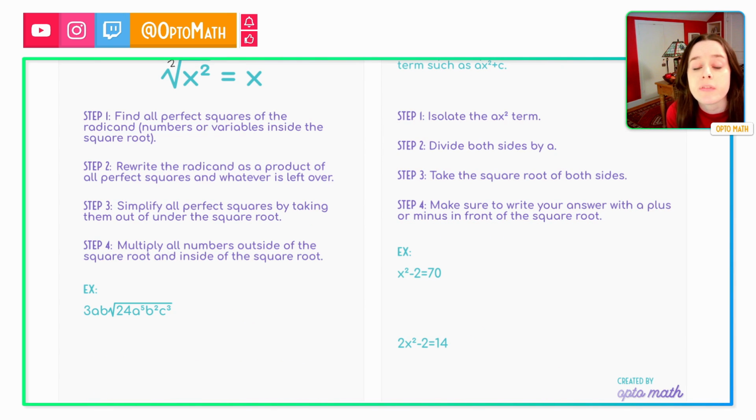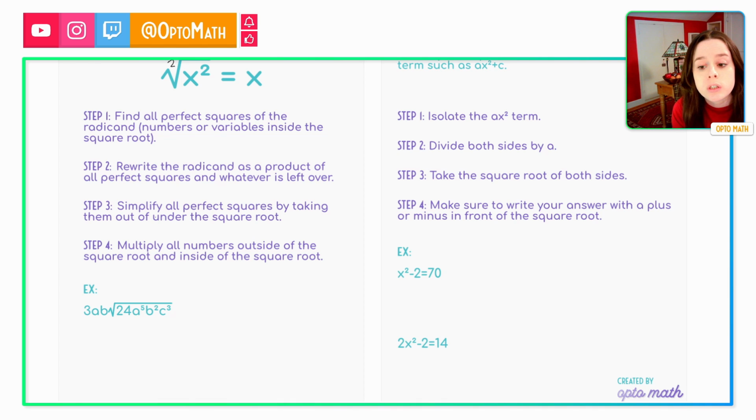Step 1 to simplify square roots is to find all the perfect squares of the radicand, which is just the numbers or variables, the stuff inside of the radical or the square root. Step 2 is to rewrite the radicand as a product of all perfect squares and whatever is left over. Whatever we found to be the perfect squares, we're going to rewrite as a product of those.